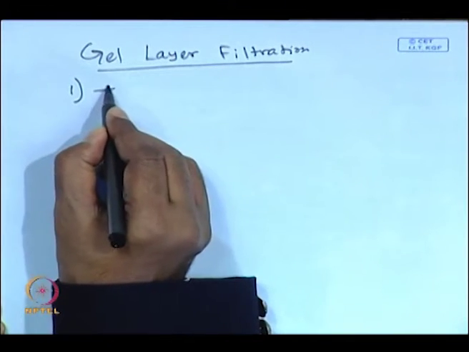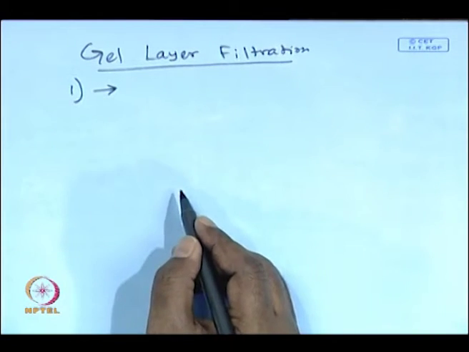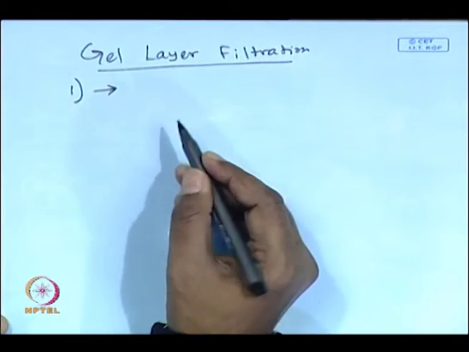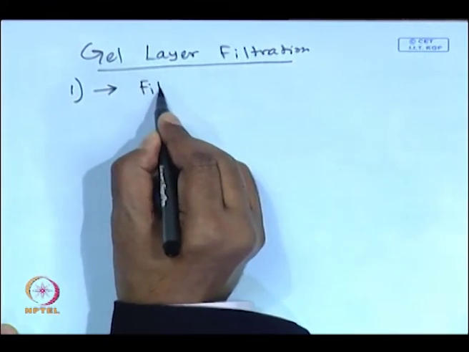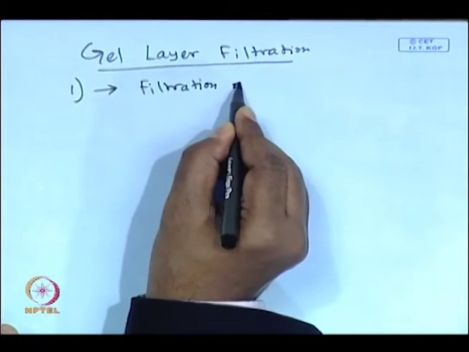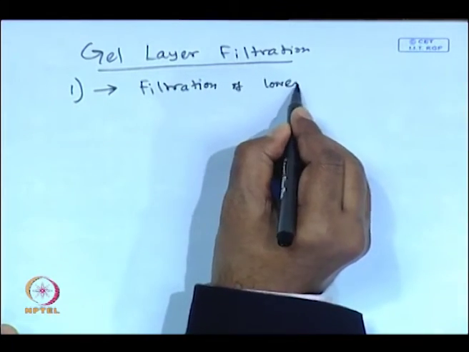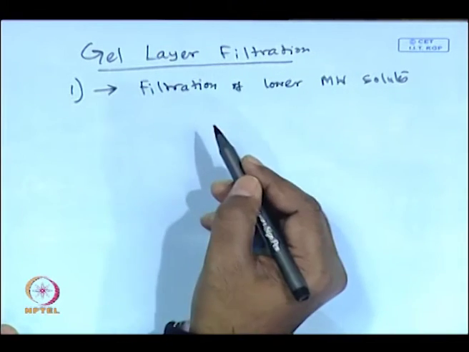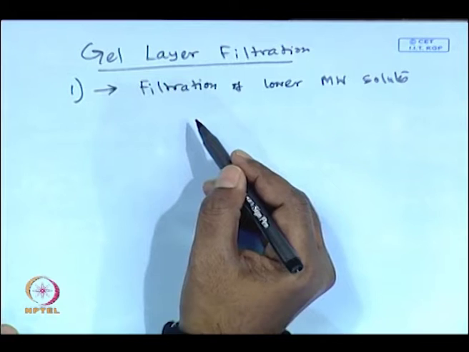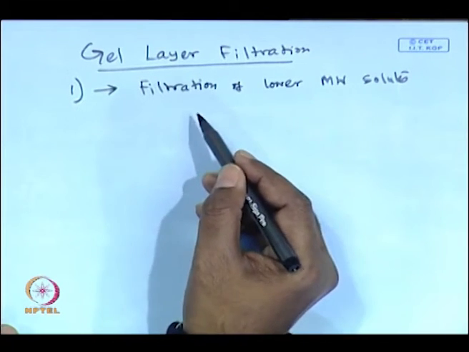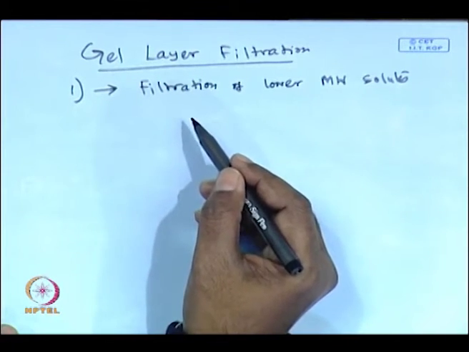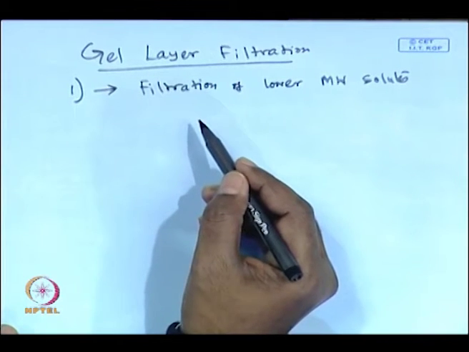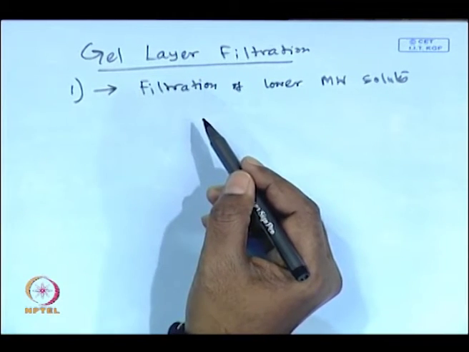In case number 1, if you talk about any osmotic pressure controlled model, basically you are talking about filtration of lower molecular weight solutes. So, if you are talking about a batch cell operation or transient operation, initially the filtration is osmotic pressure controlled. If you talk about a steady state case, for the initial length of the channel, the filtration is osmotic pressure controlled.